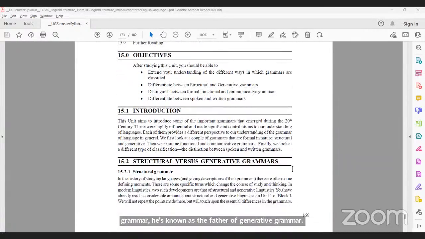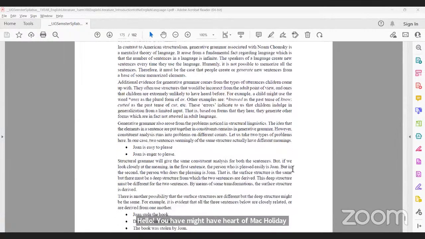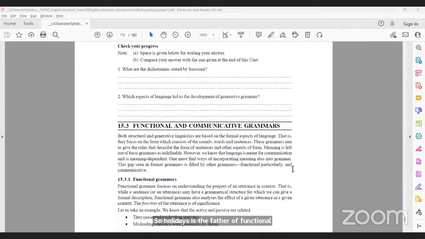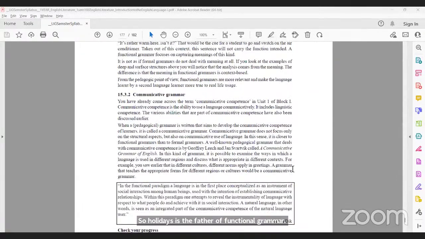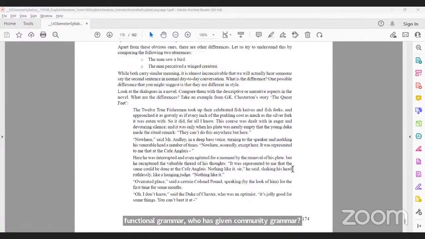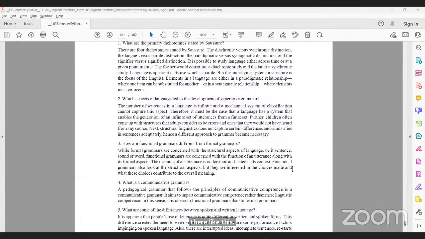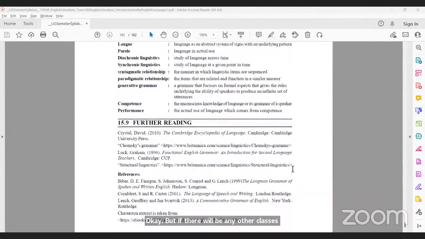Then we have functional grammar. You might have heard of Michael Halliday. Halliday is the father of functional grammar. So you will just have to go through all these types and remember what they have said, and also their names: who has given structural grammar, functional grammar, communicative grammar. You have to read them and understand. Nothing more is there. But if there are other classes, then we will definitely discuss them in detail.